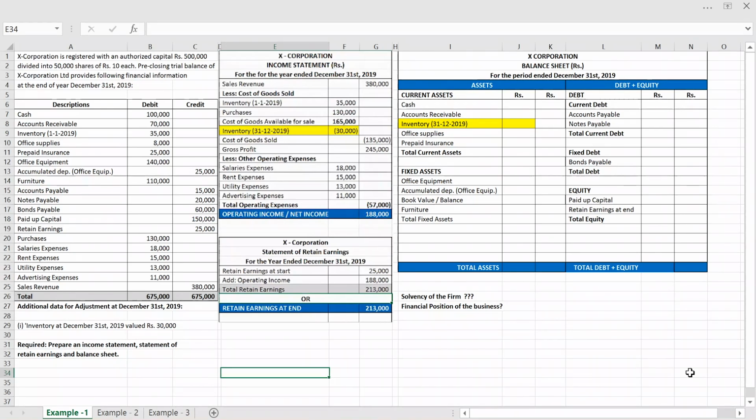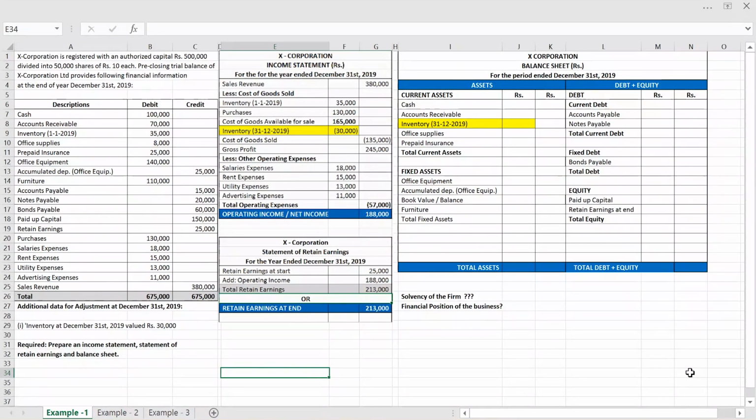I will explain one of the financial statements, that is the balance sheet. You might remember we have already discussed what a balance sheet is. The balance sheet describes the financial position of the business at the end of the accounting period.